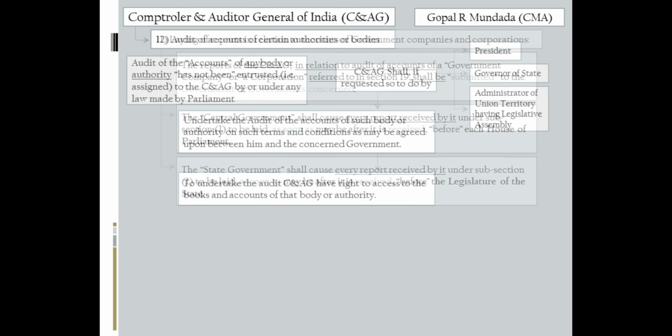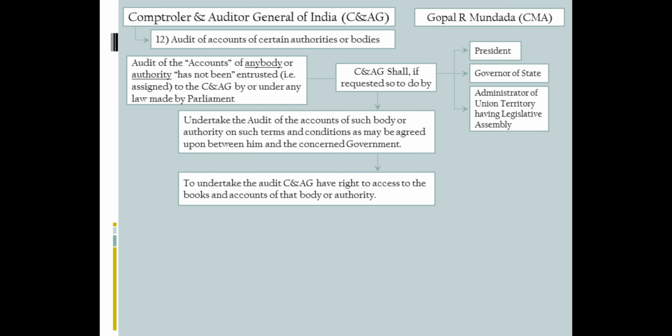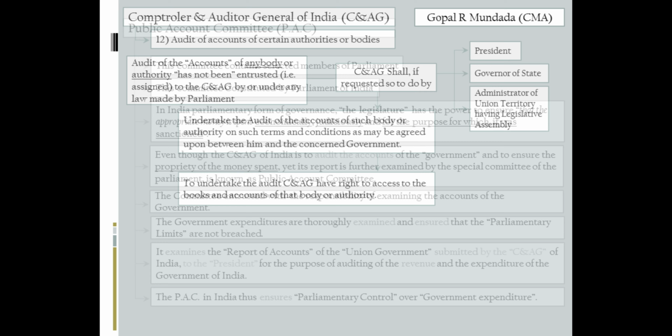Next is audit of the accounts of certain authorities or bodies. So if the President, the Governor of a state, or the Administrator of a union territory makes a request to the C&AG, then in such a case the C&AG undertakes the audit of the accounts of such body or authority on such terms and conditions as may be agreed upon between the concerned governments. Next, to undertake the audit, the C&AG has the right to access the books and accounts of that body or authority.